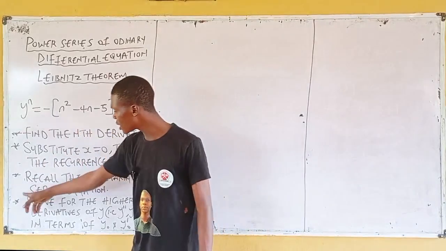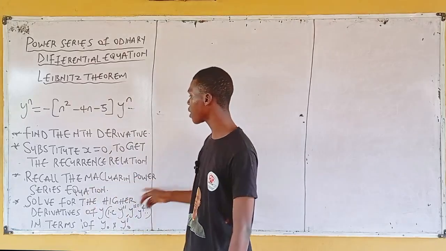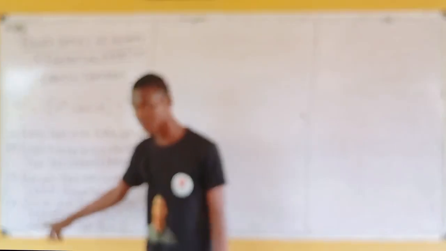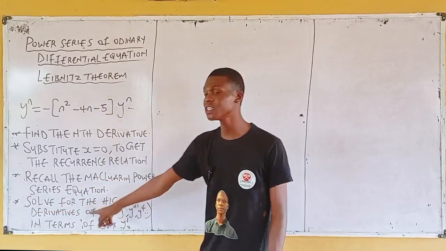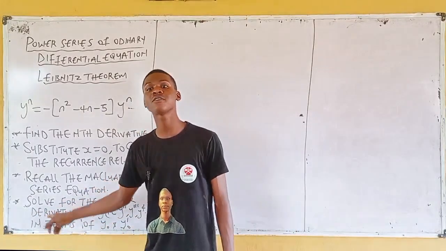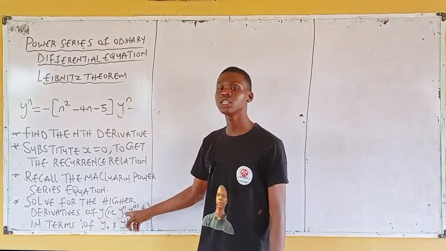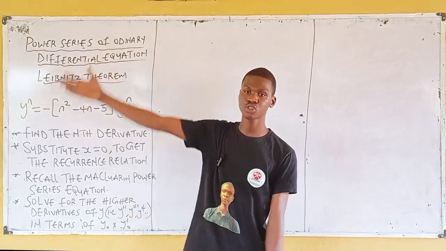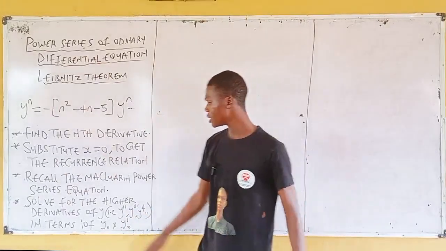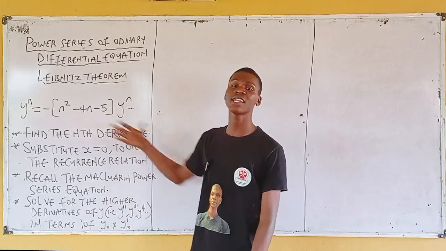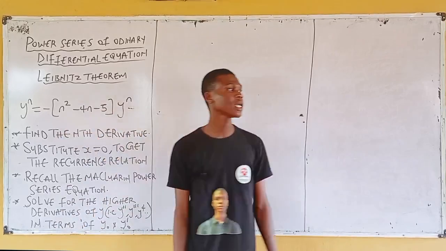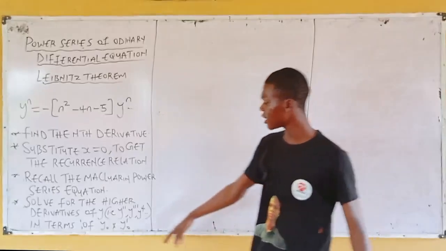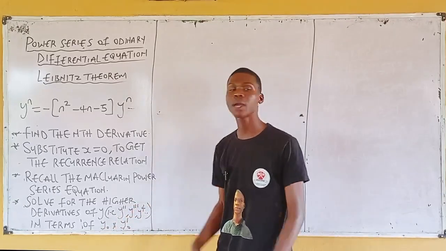This is what we got. Then the next step is to call the Maclaurin power series solution. That's the third step. The fourth step, solve for the higher derivatives of y. When we say higher derivatives of y, we mean the derivatives starting from the second, third, fourth derivative, and so on continuously. Take note that these higher derivatives must be in terms of y and y prime.